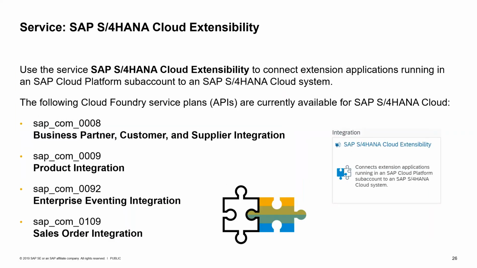Again, on this slide, I just wanted to provide you an overview of the service plans that are currently available for S/4HANA Cloud. This list is growing, but you can see here again, we use the 008 plan for business partner integration and also 0092 for enterprise event integration. So that just gives you another summary there.